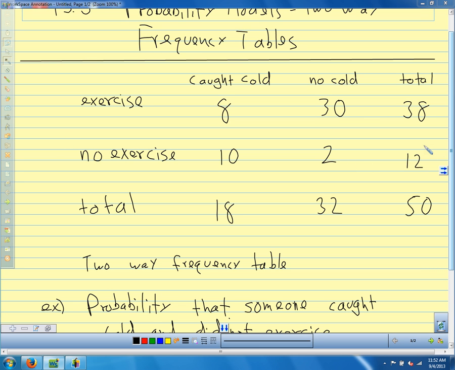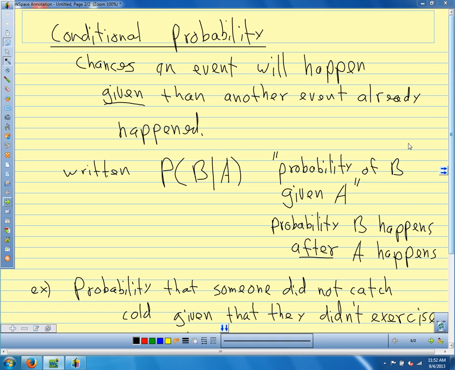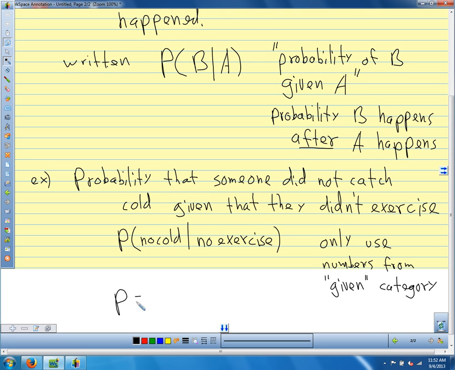So when we're finding conditional probability, and it says probability of something given something else, we can basically cover everything else up. I'm ignoring this, and I'm ignoring this. I'm only looking at this category. So our favorable is did not catch a cold, or 2, and the total is 12. And that's all we have to do. So the probability is 2 over 12. We only looked in the given category, and we can simplify to 1/6, which is about 17%. So about 17% of the people did not catch cold given that they didn't exercise. So for conditional probability, two-way frequency tables, I'm going to ask you for the probability of something given something else. Only look in the given category.